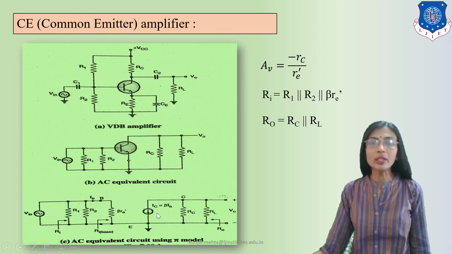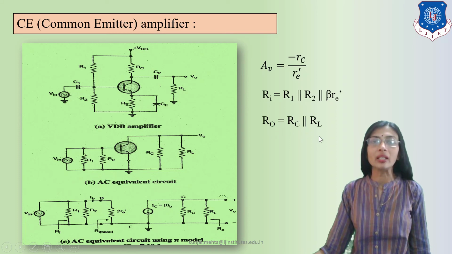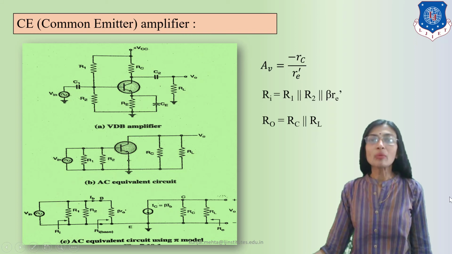Similarly, from the right portion of the circuit, you can define the output resistance, that is Ro. Ro is equal to the parallel combination of RC and RL. Look at this circuit diagram, RC parallel RL. So this formula comes: Ro equal to RC parallel RL. Thus we can analyze this AC amplifier easily using the pi model.